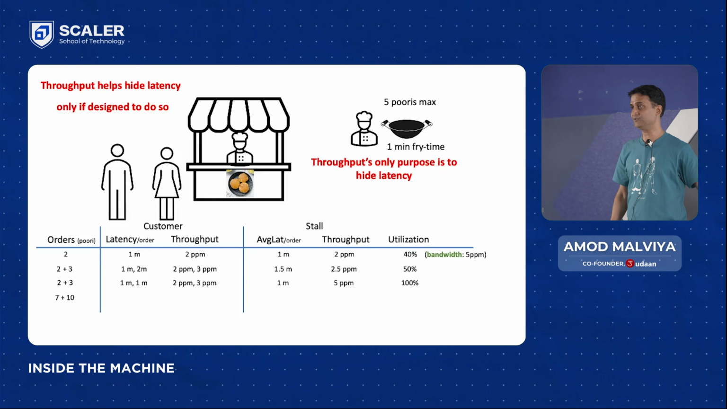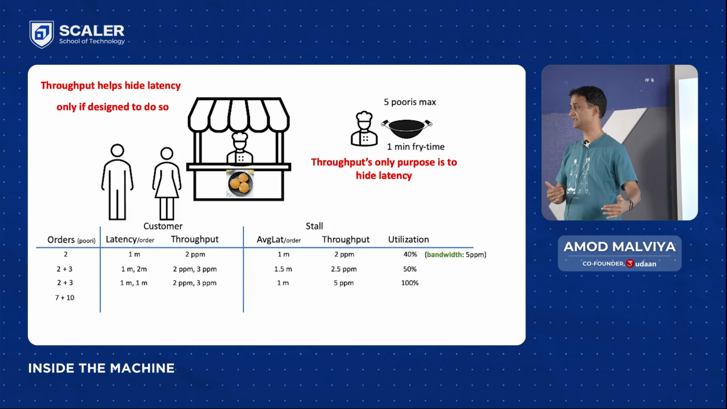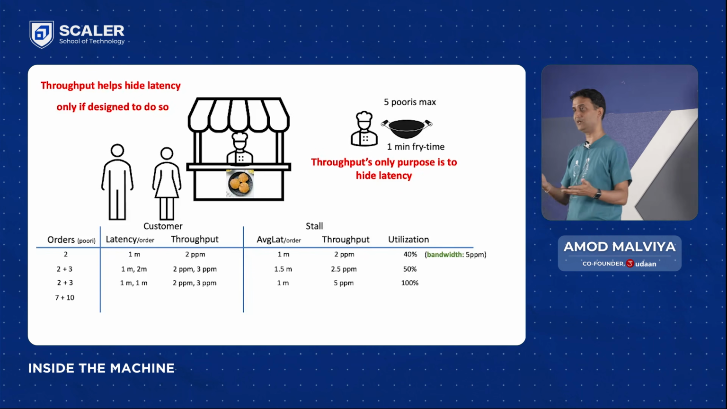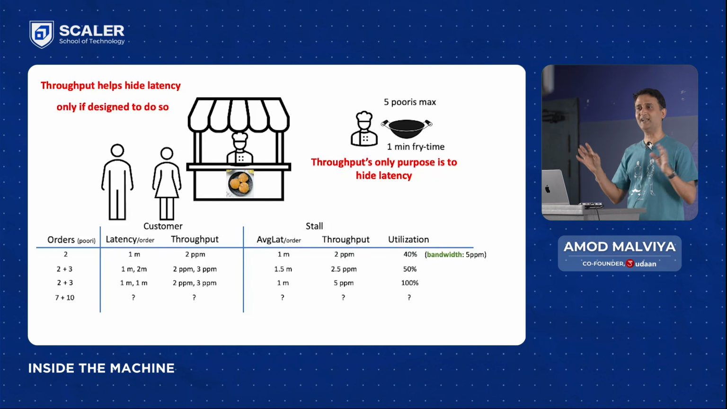Another assignment is we've got 7 plus 10. The first customer comes in, orders 7 puris. Second customer comes in, orders 10. What is the latency and the throughput? That's an assignment for you. Yet another assignment is you need to figure out 3 examples of latency hiding via throughput. Okay? And try to do as much non-technical as you can.